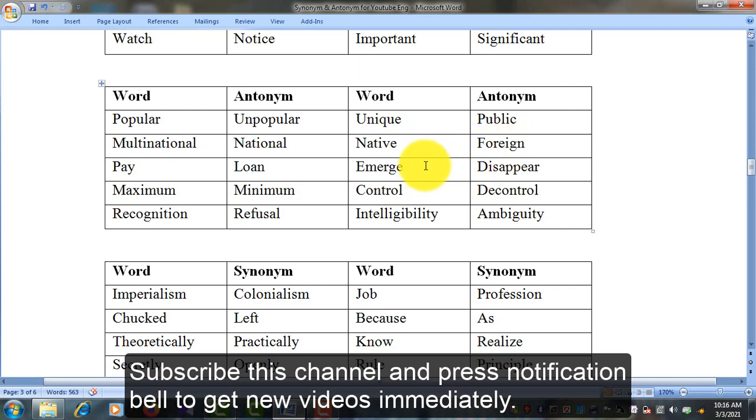Image, this word is verb or noun. Its antonym is disappear. It is also verb or noun. The word is control. This word is verb or noun. Its antonym is decontrol. It is verb or noun. The last example, intelligibility, is a noun, and its antonym is ambiguity. It is also a noun.